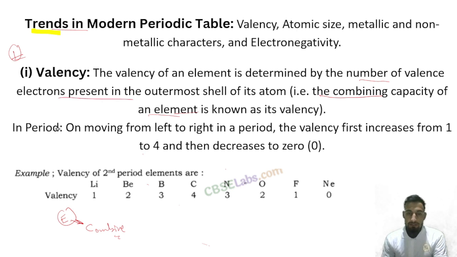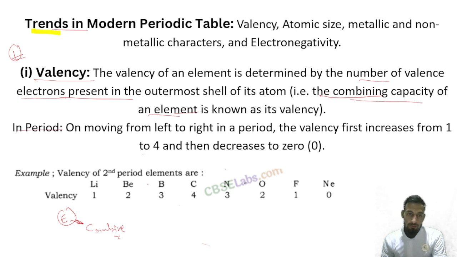तो ये हमको किससे पता चलता है? ये हमको इस बात से पता चलता है कि नंबर वैलेंस इलेक्ट्रॉन्स कितने हैं एक एलिमेंट में. तो वैलेंस इलेक्ट्रॉन से हमको ये पता चलता है कि व्हाट इज द वैलेंसी, एंड फ्रॉम वैलेंसी वी गेट टू नो व्हाट विल बी द कंबाइनिंग कैपेसिटी ऑफ द एलिमेंट.